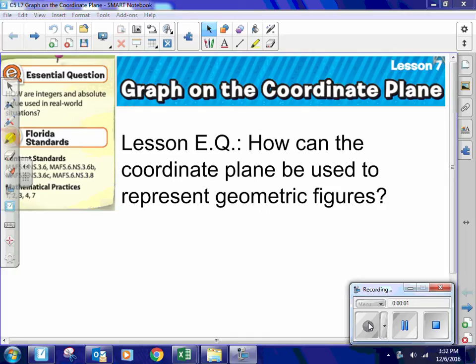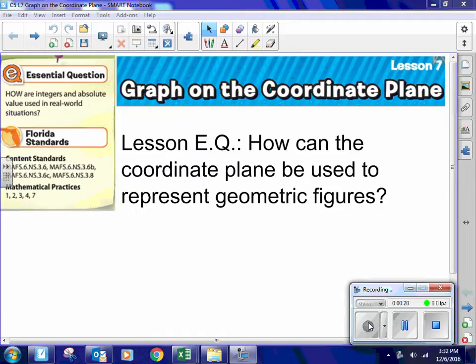All right, this is Chapter 5, Lesson 7, the final lesson in this chapter. It's called Graph on the Coordinate Plane. The essential chapter question that we've been answering, and you should absolutely be able to answer at this point in time, is how are integers and absolute value used in real-world situations? I'm not going to answer that for you, but you should be able to answer it.